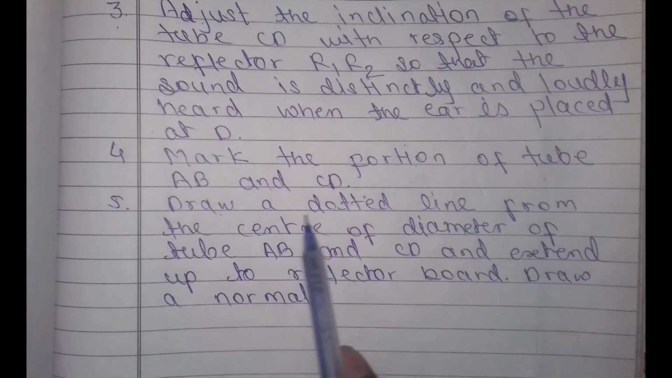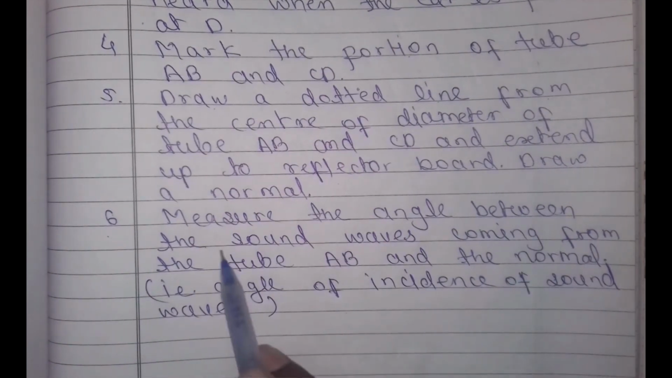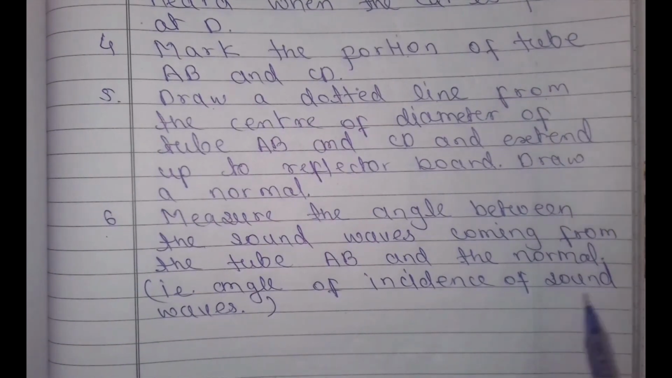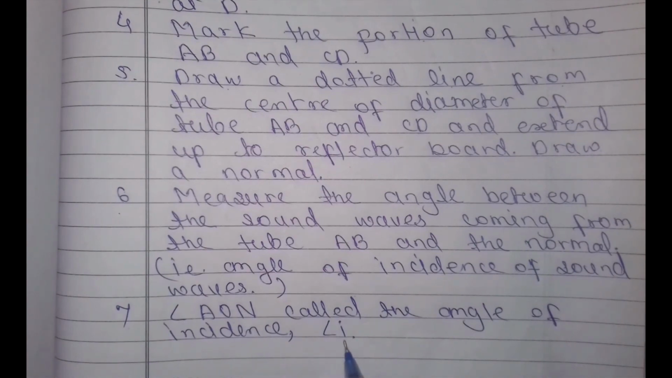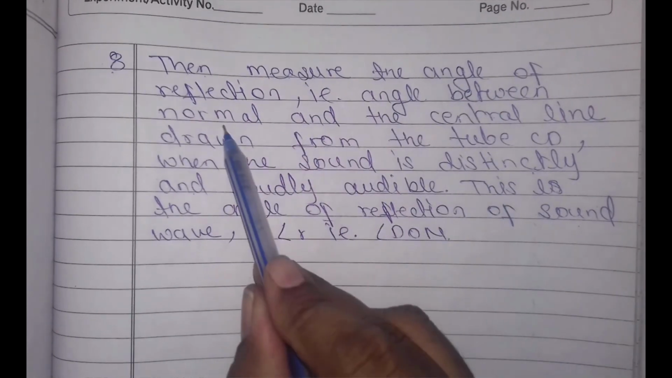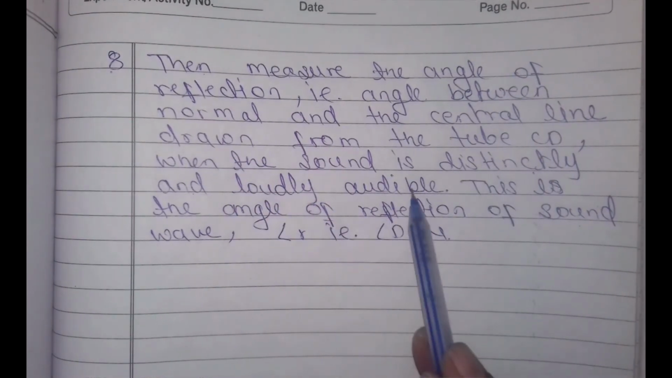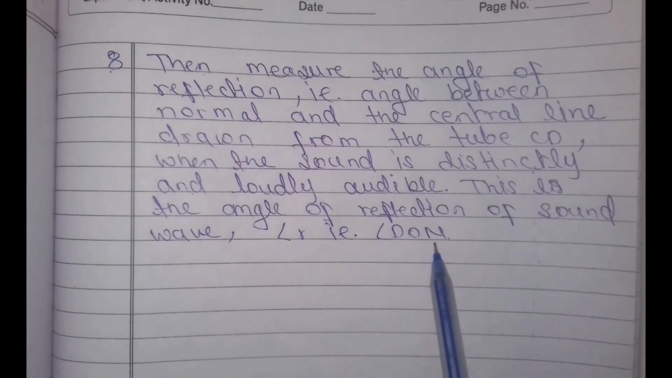Point number 5. Draw a dotted line from the center of diameter of tube AB and CD and extend up to the reflector board. Draw a normal. Point number 6. Measure the angle between the sound waves coming from the tube AB and the normal, that is, the angle of incidence of sound waves. Number 7. Angle AON is called the angle of incidence, angle I. Point number 8. Then measure the angle of reflection, that is, the angle between the normal and the central line drawn from the tube CD when the sound is distinctly and loudly audible. This is the angle of reflection of sound wave, angle R, that is angle DON.